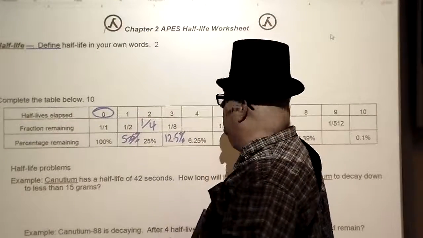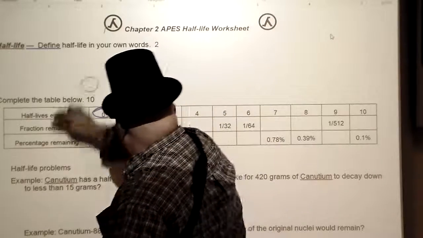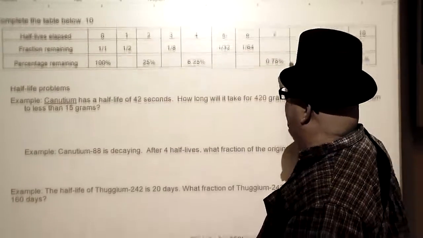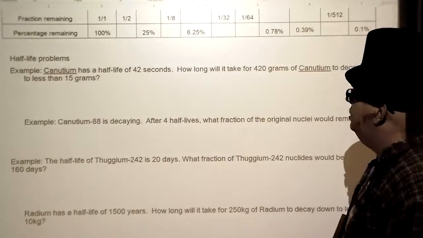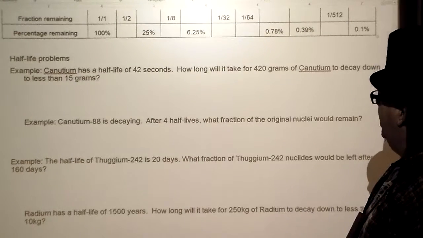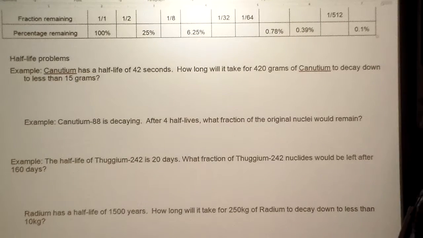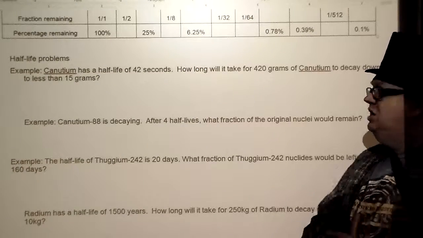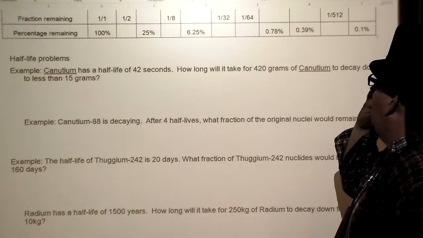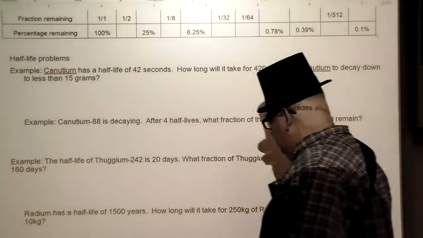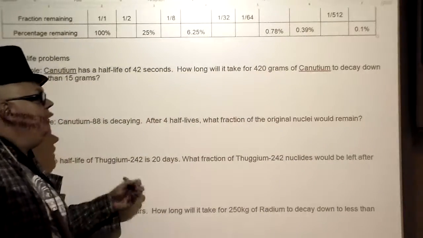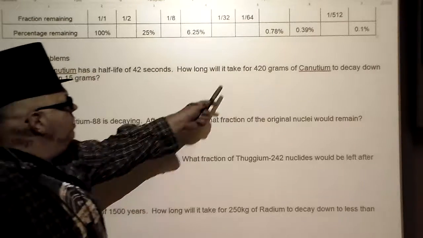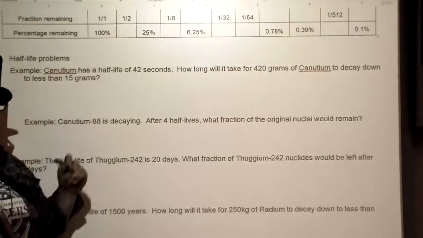Now what about some of the problems that we have with radioactive half-life? Well, let's see what we have. So here's an example. Canoodium has a half-life of 42 seconds. How long will it take for 420 grams of canoodium to decay down to less than 15 grams? Okay, so here's the thing. A half-life of 42 seconds. Great. How long will it take for 420 grams to go down to less than 15?